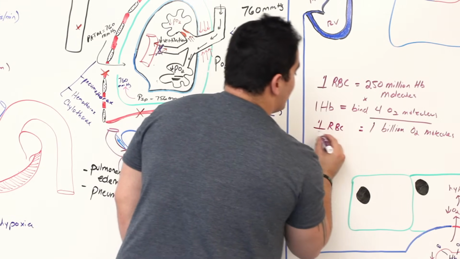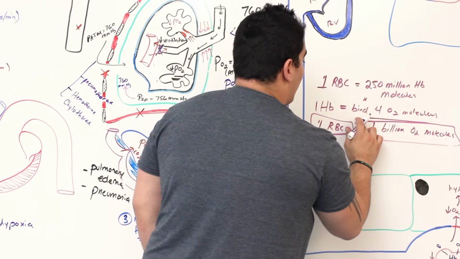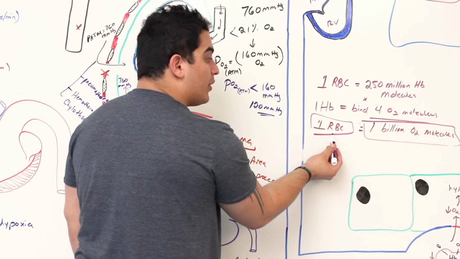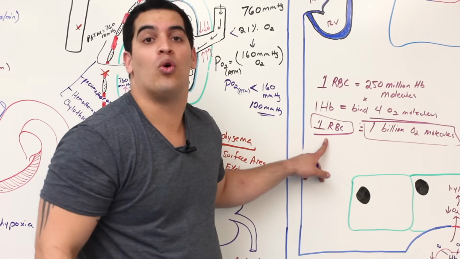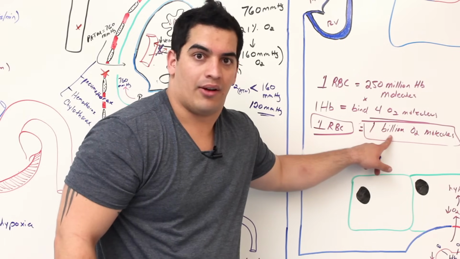Isn't that insane? Because of that, I just want you guys to get the point that if there is any situation in which there's a decrease in the number of red blood cells, or a decrease in hemoglobin or abnormal hemoglobin, it could significantly affect the amount of oxygen molecules that are bound.